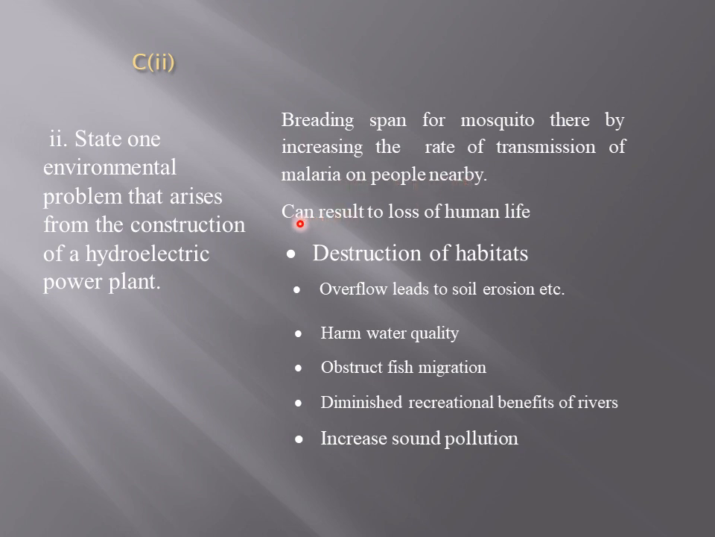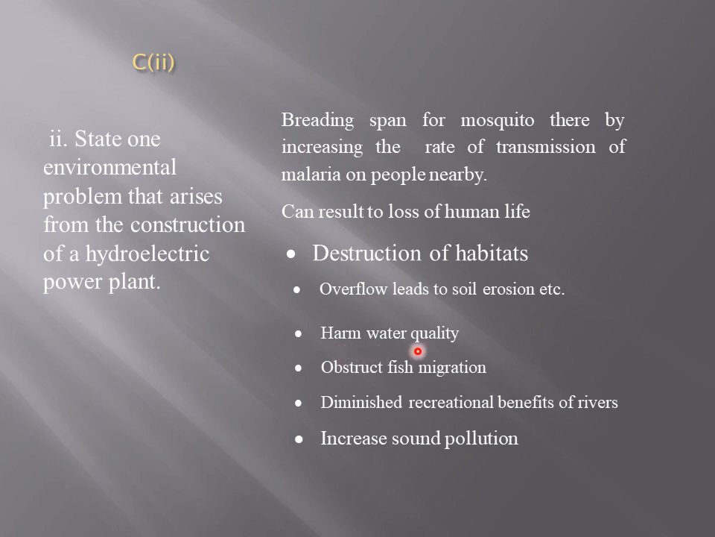What is another problem? It can result in loss of human life. People can fall into the dam. There are people who sometimes go adventuring, they say they want to swim, and then they can get drowned in the dam. Destruction of habitat. For you to construct a dam, you need to destroy farmland, you need to displace people. Overflow leads to soil erosion. When there is an overflow, it will certainly cause soil erosion.